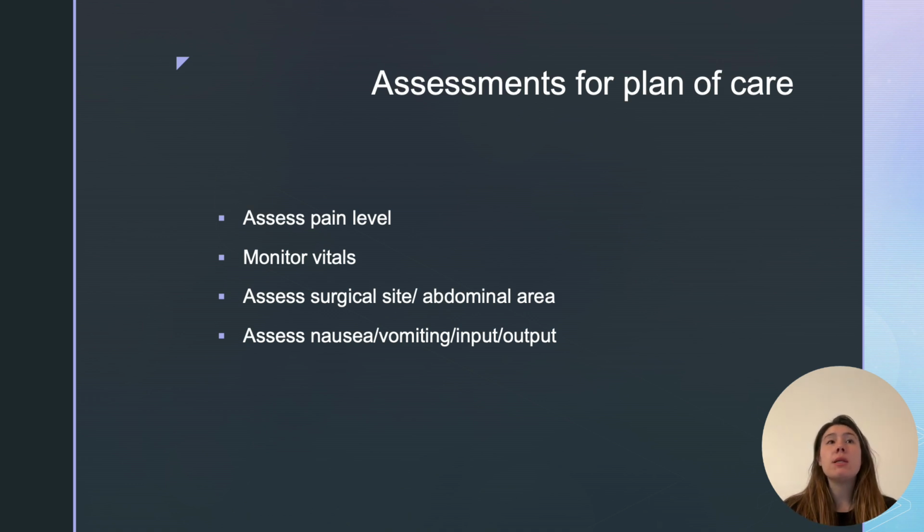We would also assess his input and output and his fluid levels because he is vomiting. So we want to make sure that his electrolytes are balanced. We want to make sure that he is not dehydrated and is staying as hydrated as possible. And since he is vomiting, that's going to be excess output. So we do want to make sure that he is still able to sustain eating, swallowing, and keeping food down, because that does affect the healing process as well.